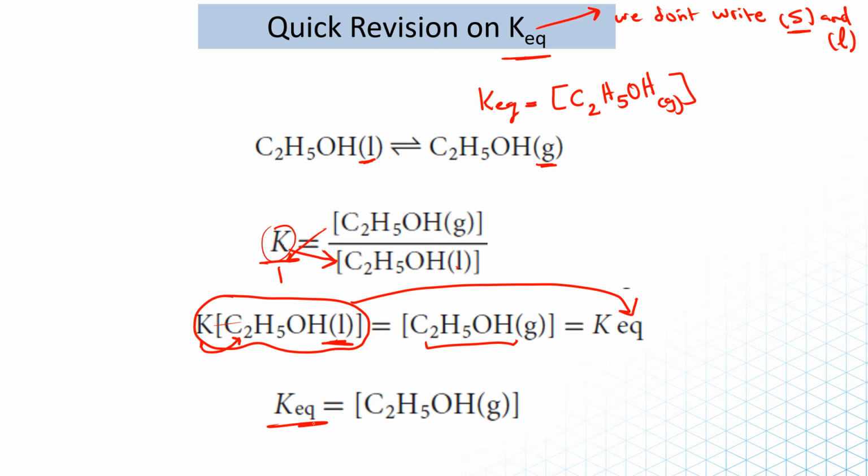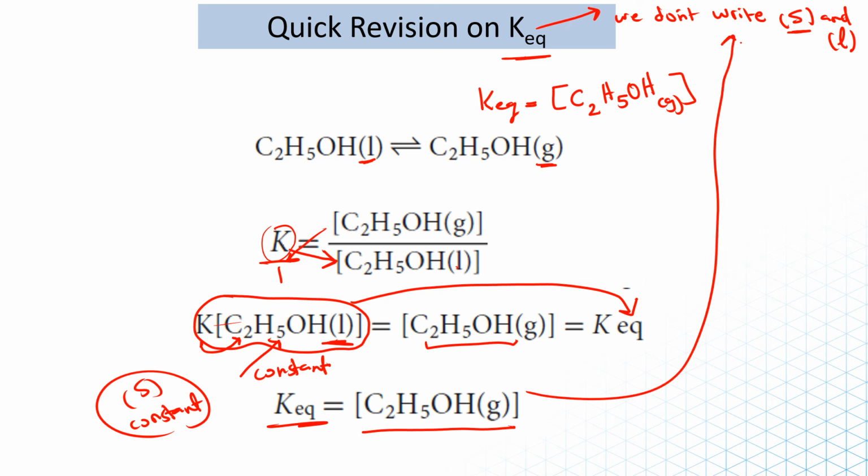So the K equilibrium is only the concentration of the gas. Now, why is this? Because the concentration of the liquid does not change. So it's constant. So this value here is a constant. And the solid is also constant. It doesn't change. So we don't put them. We left them out of K equilibrium so we don't get confused, but this just explains why we don't include the solid and the liquid. Because the solid and the liquid are constant and they don't change. So all of this is K equilibrium. Okay.